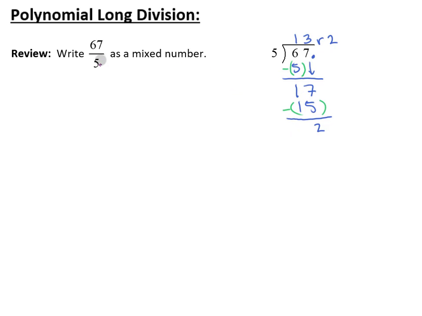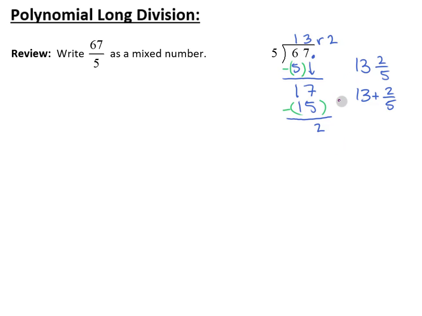So what does that mean? 5 went into 67 13 times, and we had 2 left over. And the way that we write these answers, our mixed number here would be 13 and 2/5 remaining. Now this doesn't mean times. This means 13 and 2/5 together, right? That's what those mixed numbers really stand for.